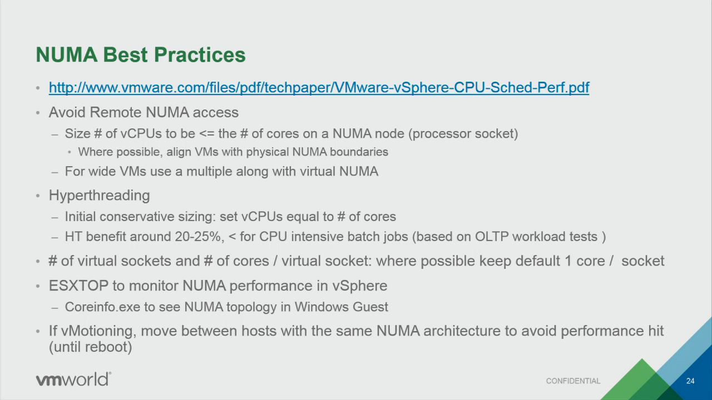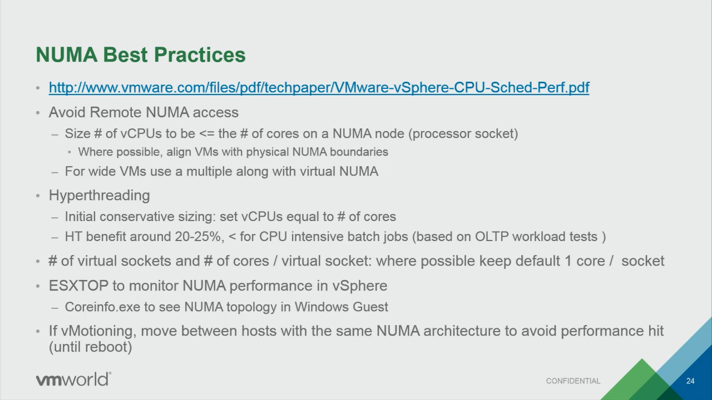Hyperthreading is something you need to take into account. Since hyperthreading only gives you about a 10 to 25% benefit in performance, we recommend that you do your initial sizing conservatively and size by cores. And then once the workload has been sized correctly, turn on hyperthreading to get the extra 10 to 20%.